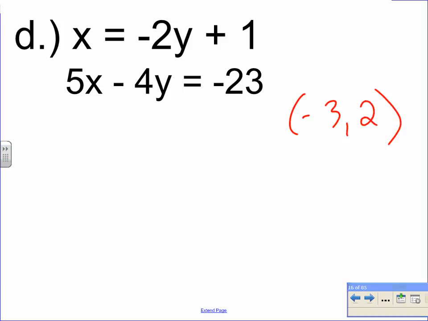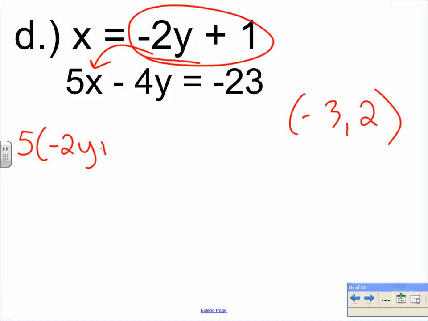Let me just go over the first step. The very first thing you need to do is take negative 2y plus 1, plug that in for x. This is a substitution problem. So take negative 2y plus 1, plug that in for x. So you should have 5, negative 2y plus 1, minus 4y equals negative 23. From there, solve for y. You get y is positive 2. Once you get that, plug that back into one of the original equations, and you get x is negative 3. I can finish going through that. Does anyone need me to?